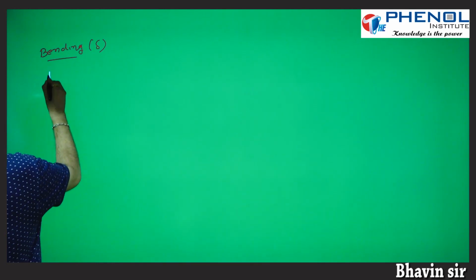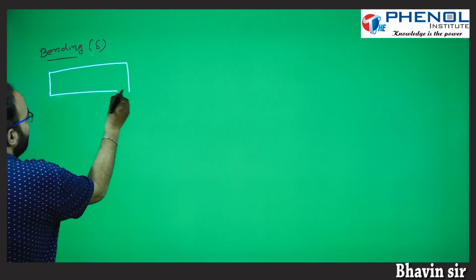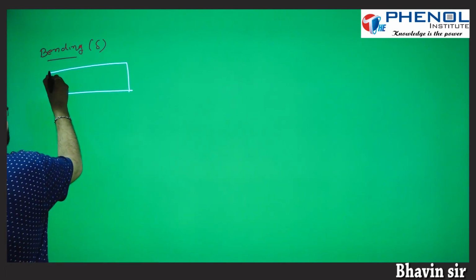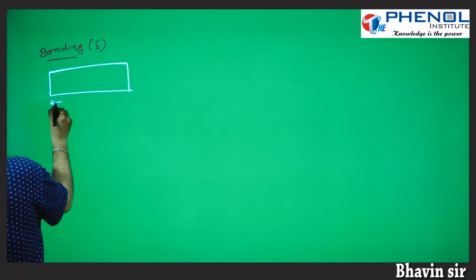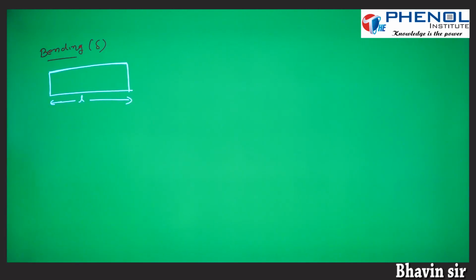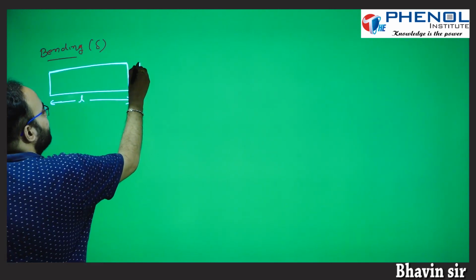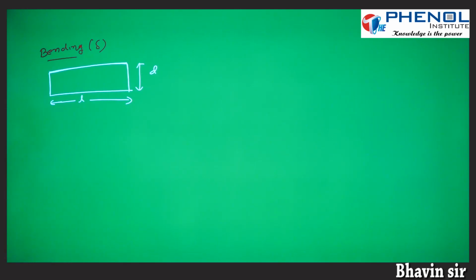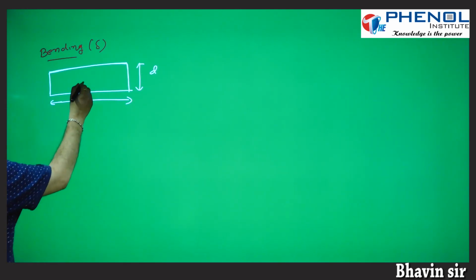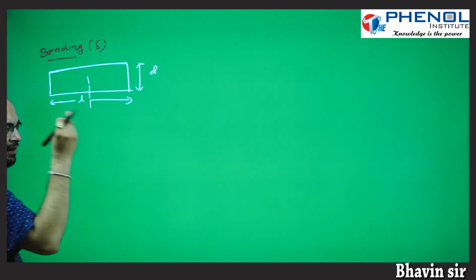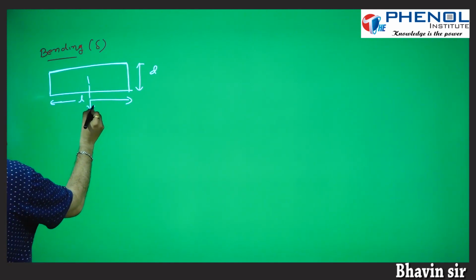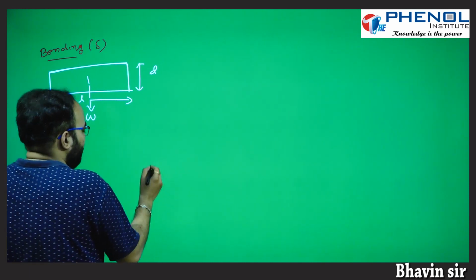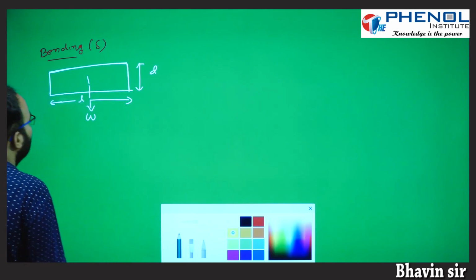So suppose this is the bridge and the distance between its 2 points is L. This is its depth. Now see, suppose the total weight, the weight of vehicles plus its own weight, acting downward is W. So now due to this weight, what is its bending?